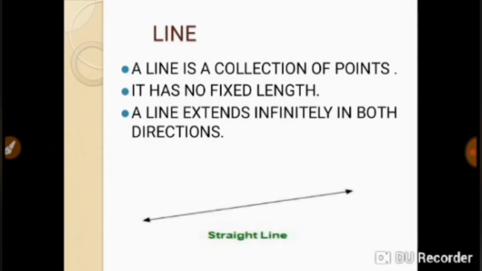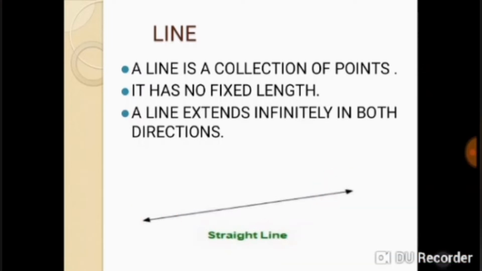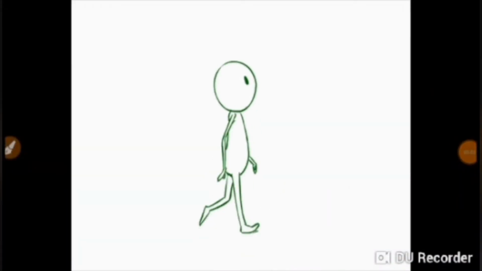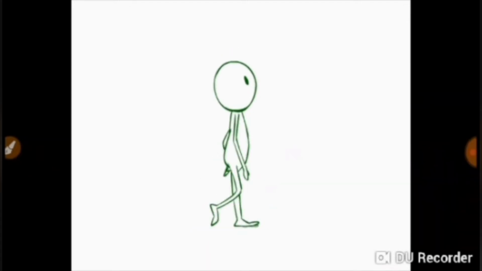Now children, you can see that this line is having two arrows. These two arrows indicate that this line has no fixed length. It means it can be extended from both the sides. So, a line has no fixed length and can be extended infinitely in both directions. It means when you are walking on a line, you have to keep on walking and walking because it has no end.